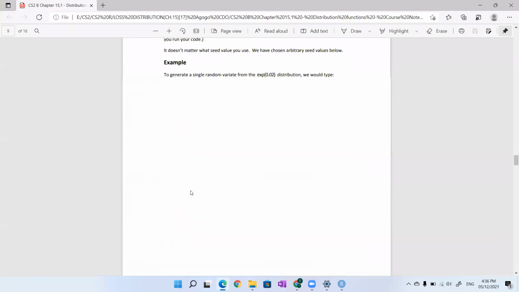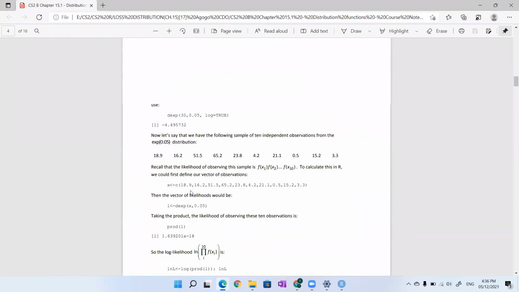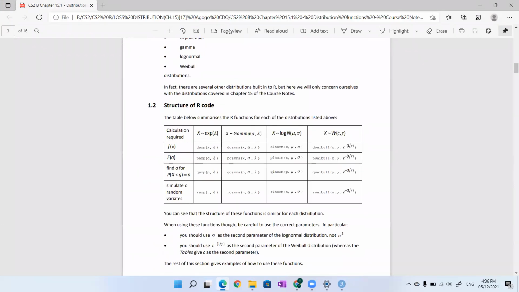Starting with the first section, this one. Since you have studied CS1, chapter 1 would be an extreme base for you in order to proceed with CS2. In chapter 1 you must have studied dbinom, dpois, dnorm. It is just going to be the repetition. Apart from that, we'll learn something new.